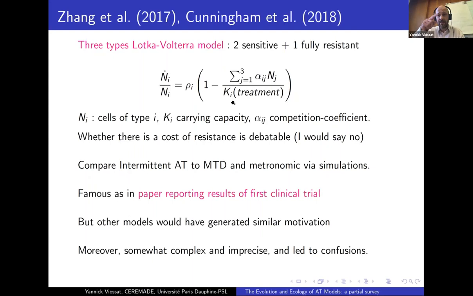And it's also somewhat imprecise because it's not clear when you read the model whether N_i is a density or the total number of cells of type i, and I think it is an important thing to make clear. So this led to some confusion, and this is an interesting model, but I think it should not become the model, it should be just one model among many other models that are interesting.